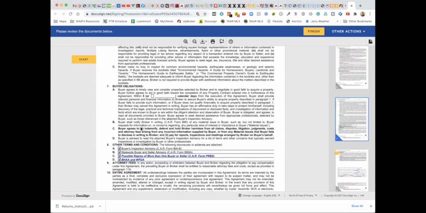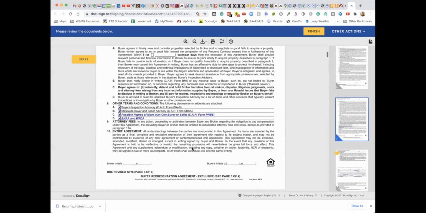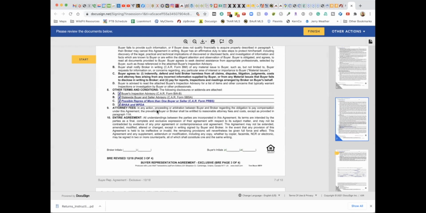This section talks about your duty, which basically is, you're going to be kind of on top of things so that we can make sure we get you the outcome that you're looking for. We've got some other terms and conditions. There are a number of additional documents that are included as part of this package for you, which is why the package is so big. One of those is the buyer inspection advisory. There's also a statewide buyer and seller advisory.